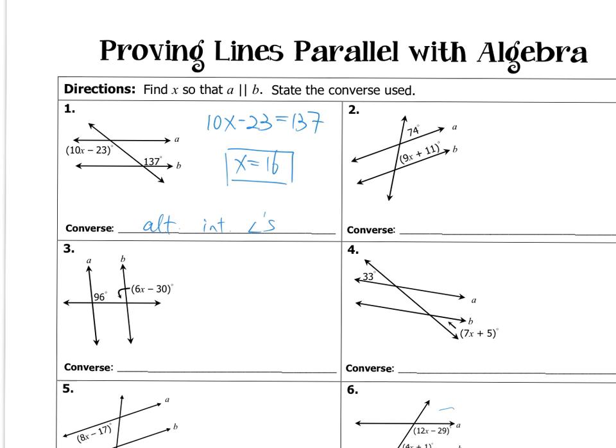So let's see. Let's do number 4. It's slightly more tricky. These two angles, what are they called? They are alternate exterior, right? So this angle here at 33 and this angle here. So in order for the two lines to be parallel, these two must be congruent with each other. And so you should have x equals 4. And we said these are alternate exterior angles converse.